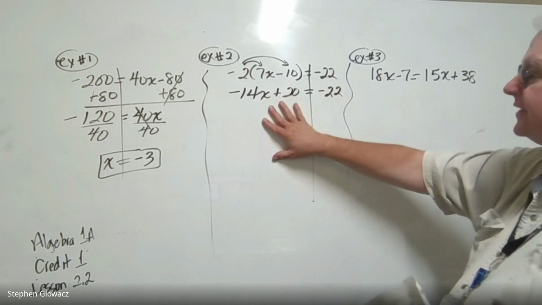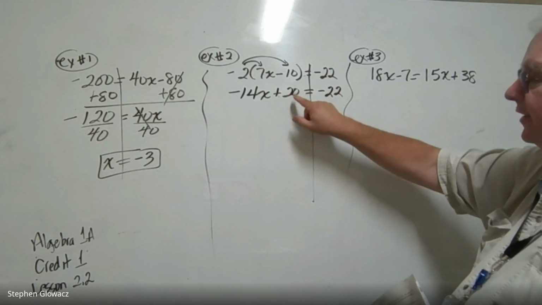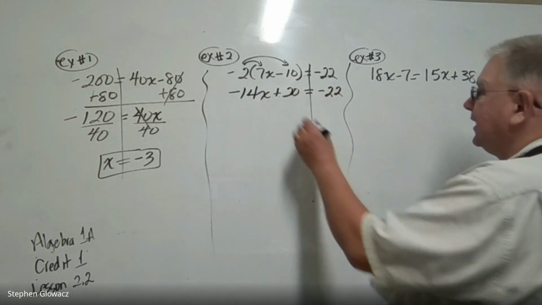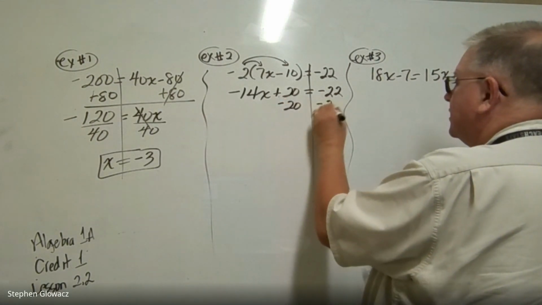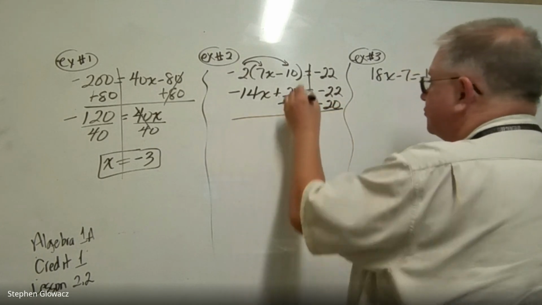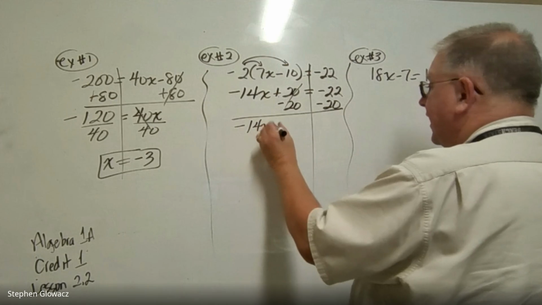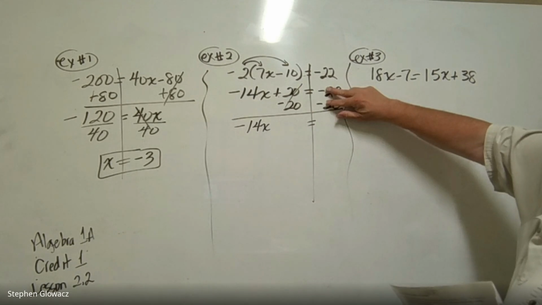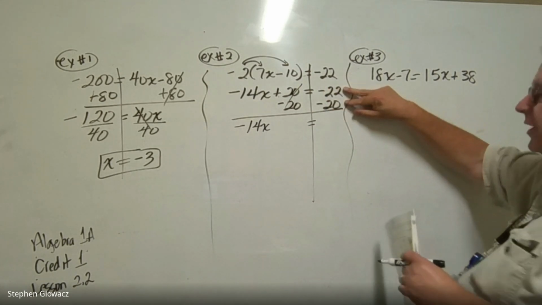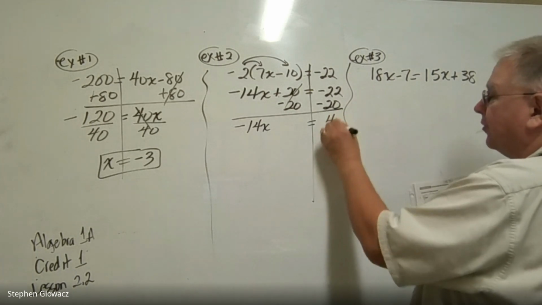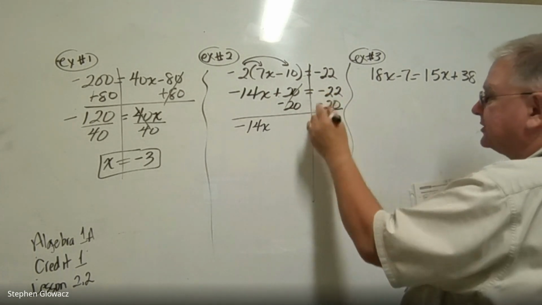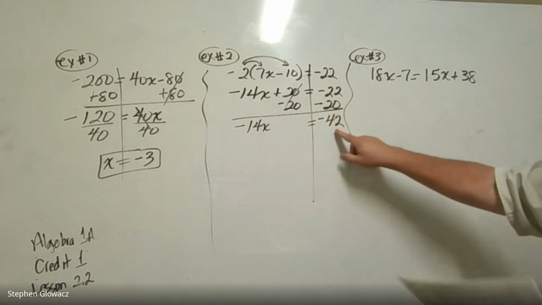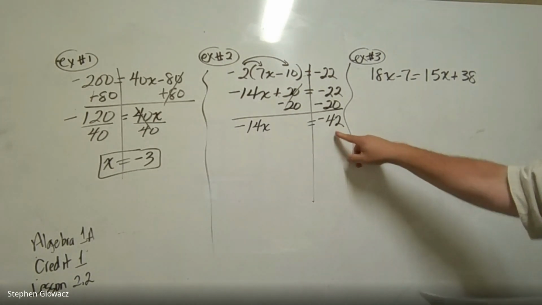So now we're still focused on the left side. We deal again with our addition and subtraction first. The opposite of adding 20 is to subtract 20, so we're going to subtract 20 from both sides. The 20s cancel. We bring down that negative 14x. And since the signs are the same here, we're going to add these two numbers. 22 plus 20 is 42. And since both numbers are negative, the sign of our answer will also be negative.